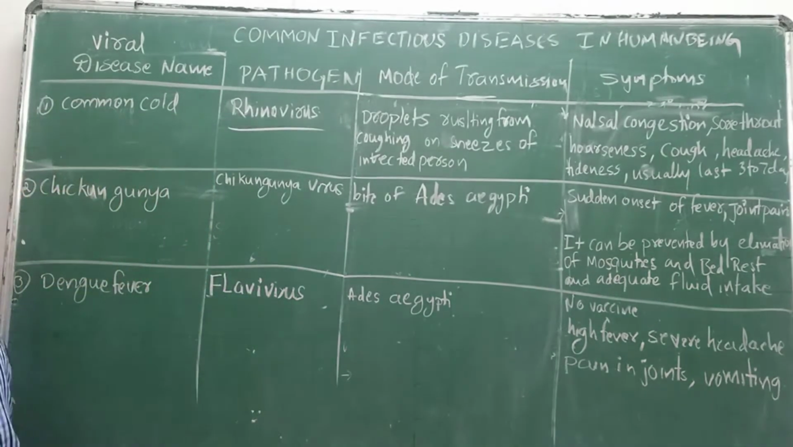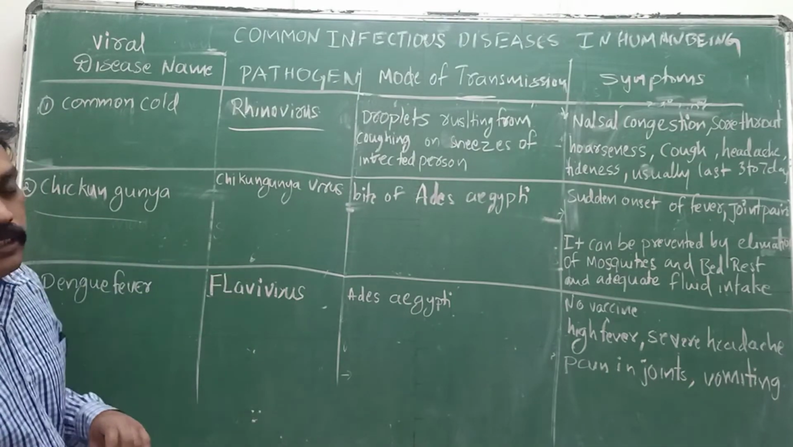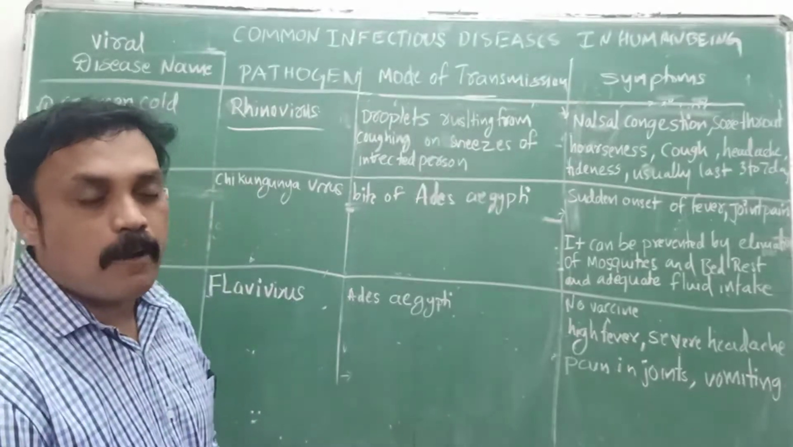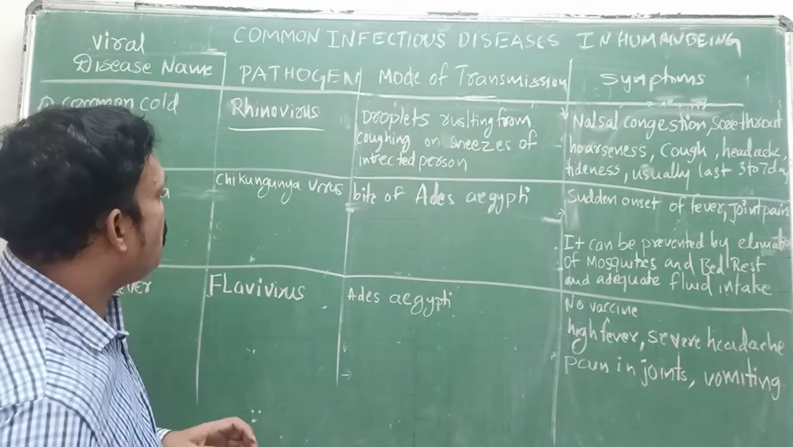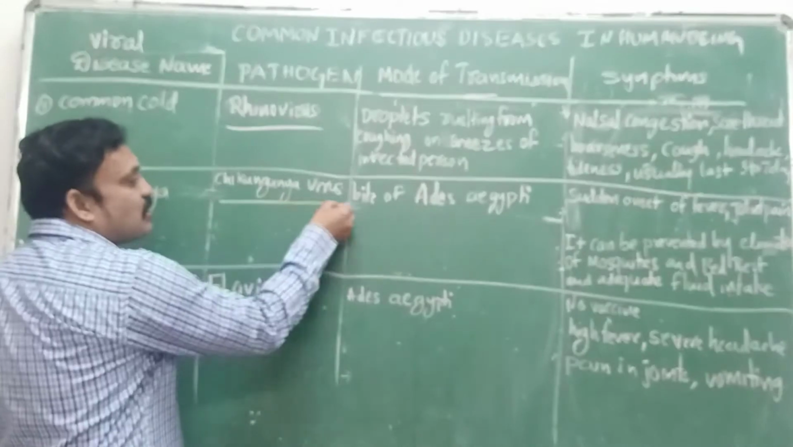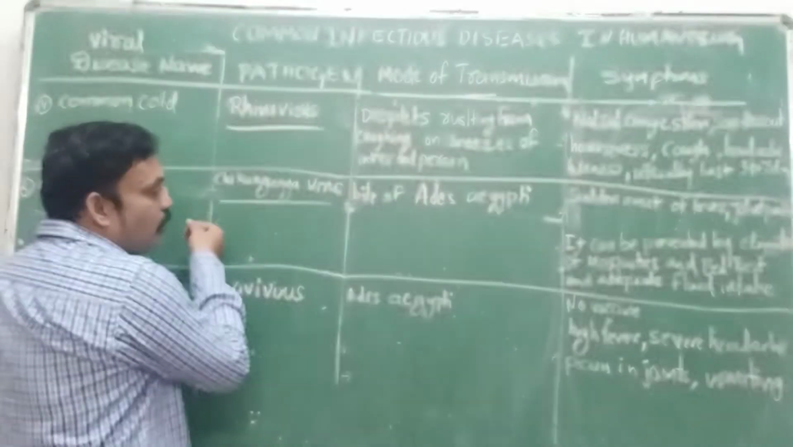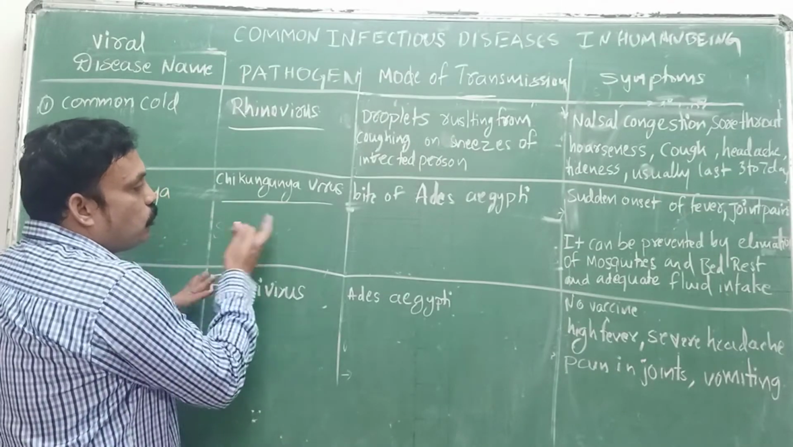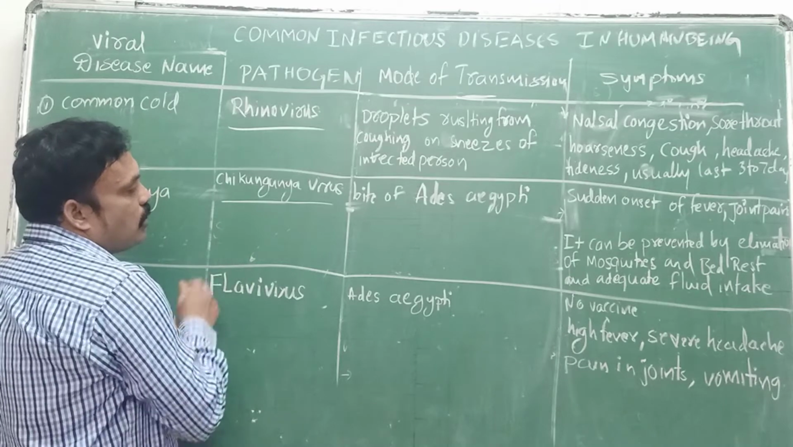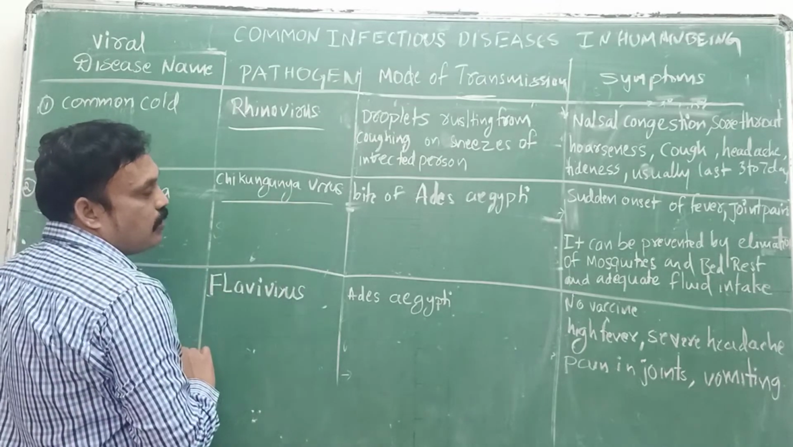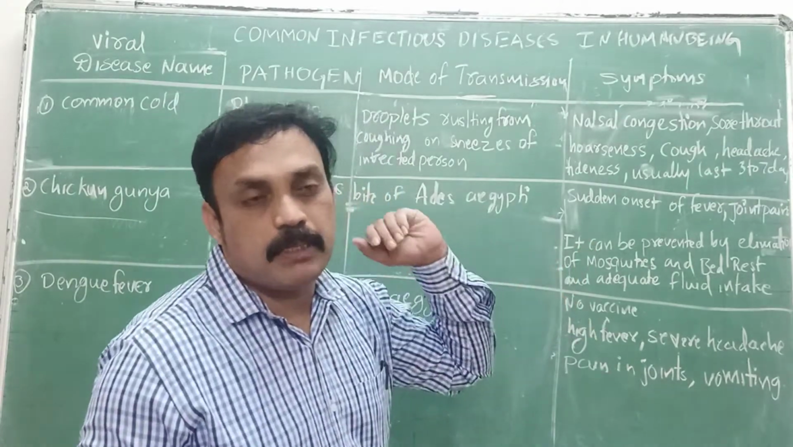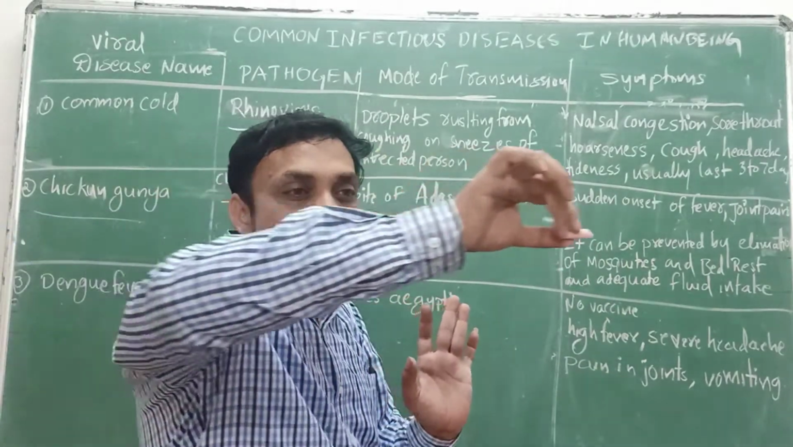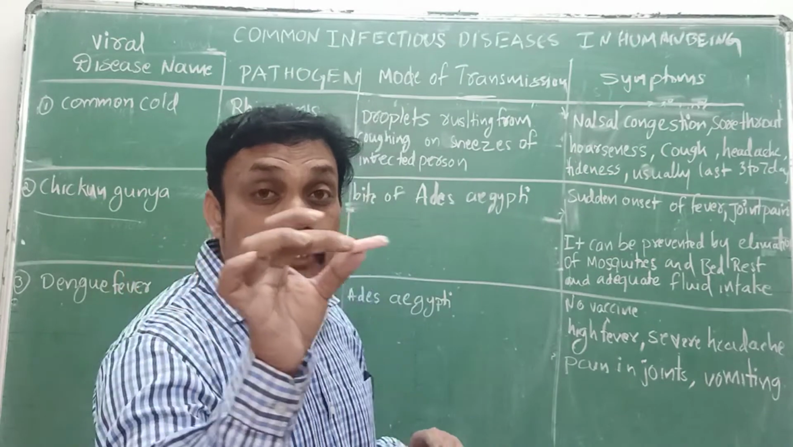After that, chikungunya. Chikungunya, the cause and the vector. Actually, the virus name is chikungunya virus. Very easy to learn. The disease-causing microorganism is chikungunya virus. What is the mode of transmission, how is chikungunya transmitted from an infected person to a healthy person? A mediator is required, not through droplets.